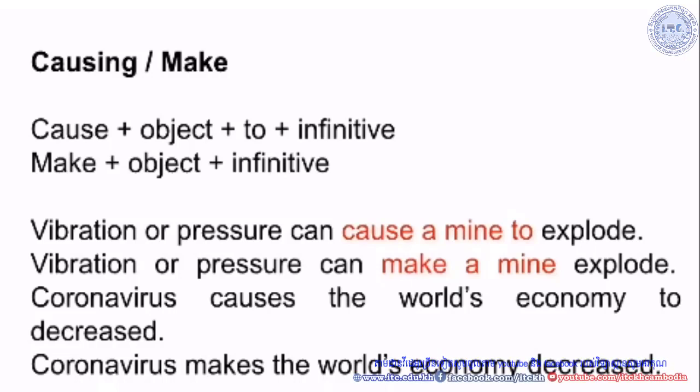Vibration or pressure can cause a mine to explode. You see, cause and then plus object, mine, and then to plus infinitive, explode. And if we want to use make: vibration or pressure can make a mine explode. We don't use the to before explode. So if you want to use make, just say make a mine explode. That's why you have to remember the forms: cause plus object plus to plus infinitive, and then make plus object plus infinitive.